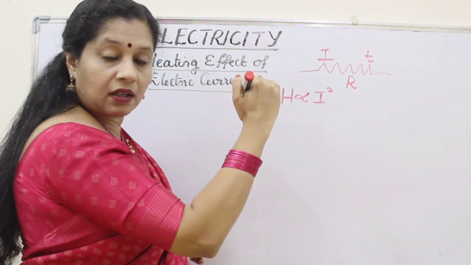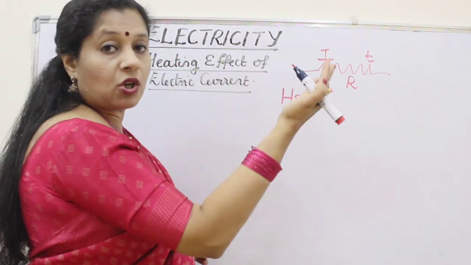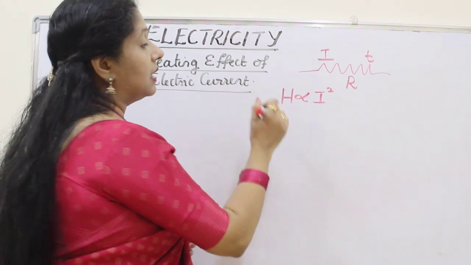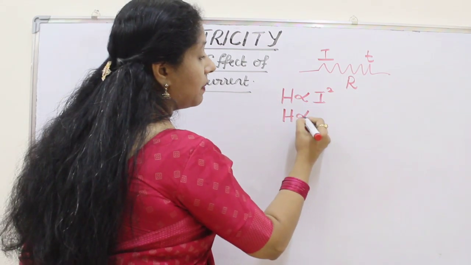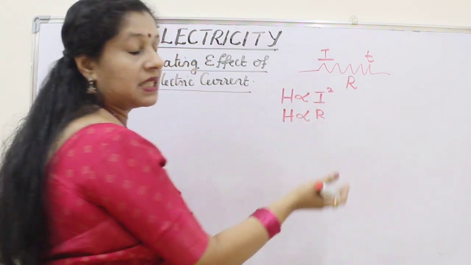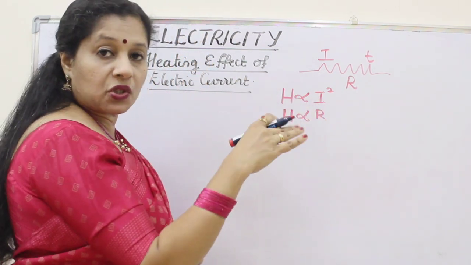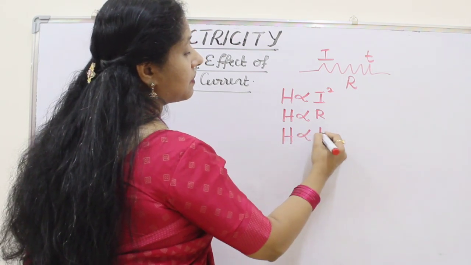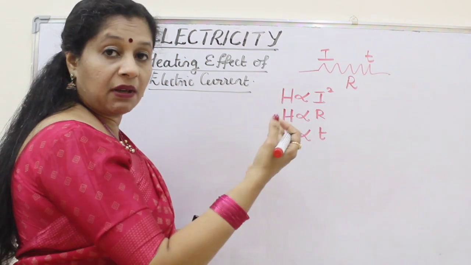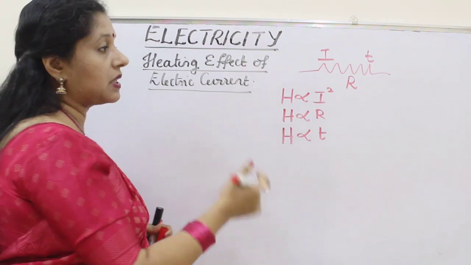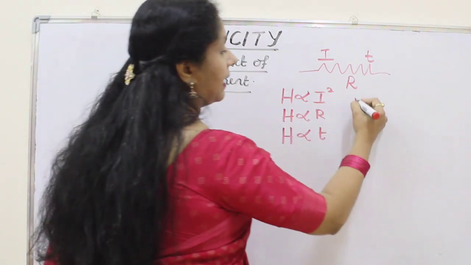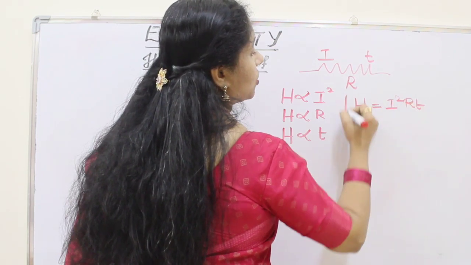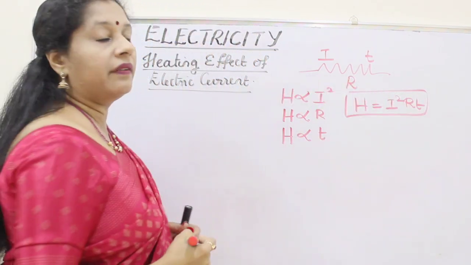So what is the current flowing through the circuit? Its square will be proportional to the heat. Then heat produced will also be proportional to the resistance, meaning if you increase the resistance, heat produced also will increase. And the third factor on which it depends is time: heat is proportional to time. The more time you work, the more heat will be produced. So if you combine all these three, we can write H = I²Rt. So this is called Joule's law of heating.